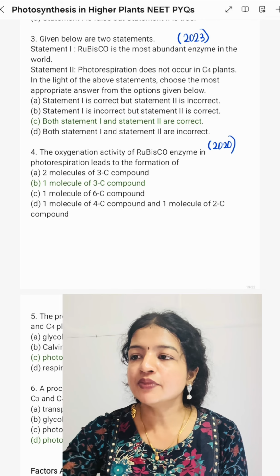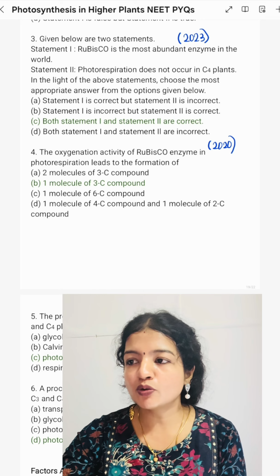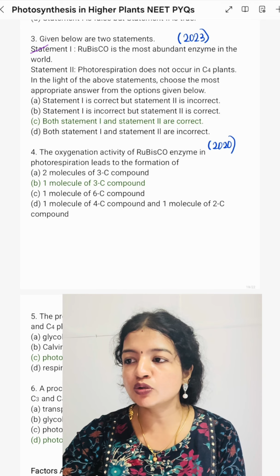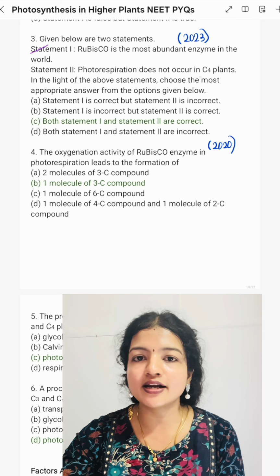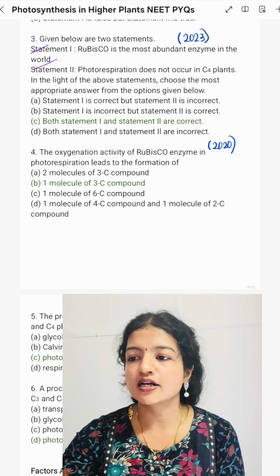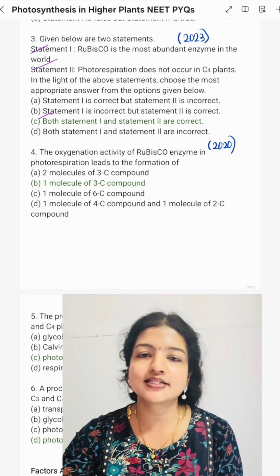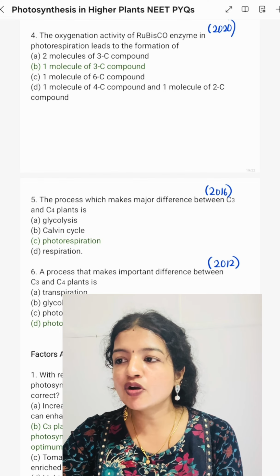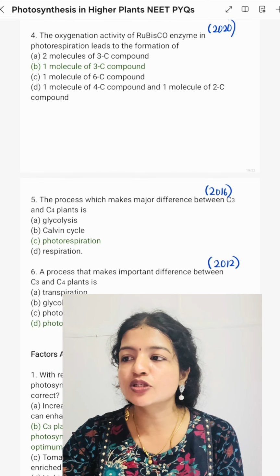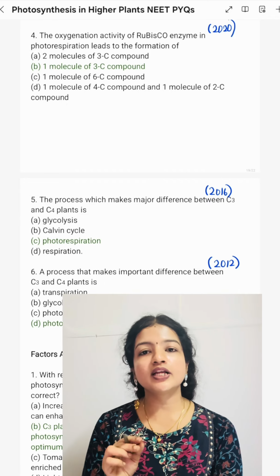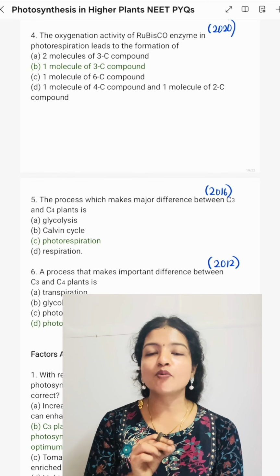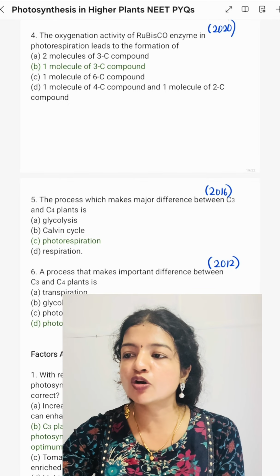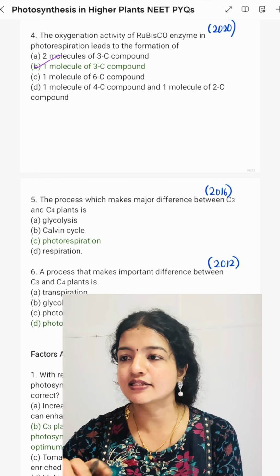Then third question, given below are two statements. Statement 1, Rubisco is the most abundant enzyme in the world. This statement is correct. Statement 2, photorespiration does not occur in C4 plants. This statement is also correct. So option C, both statement 1 and statement 2 are correct. Now the fourth question, the oxygenation activity of Rubisco enzyme in photorespiration leads to the formation of. So one molecule of 3 carbon compound phosphoglycerate and one molecule of 2 carbon compound phosphoglycolate are formed. So option B, one molecule of 3 carbon compound, is the correct answer.